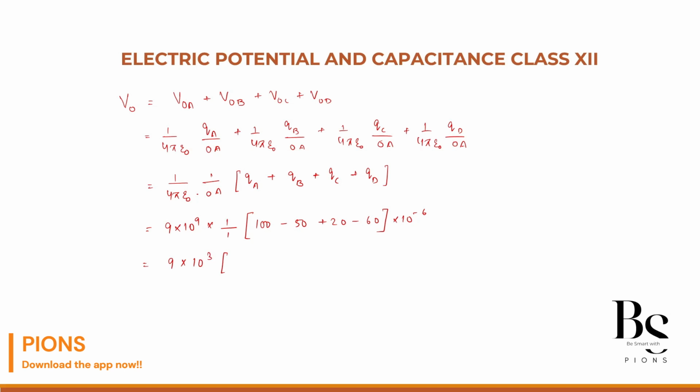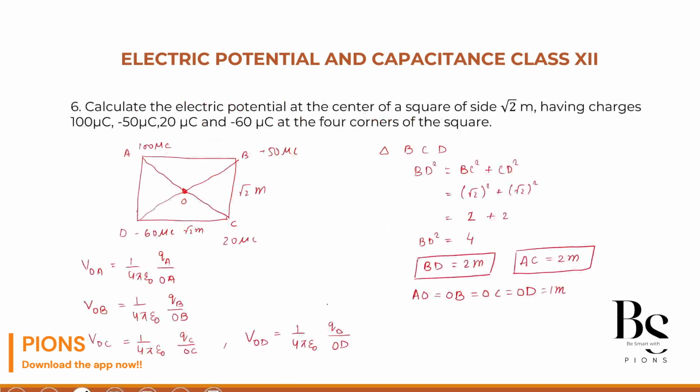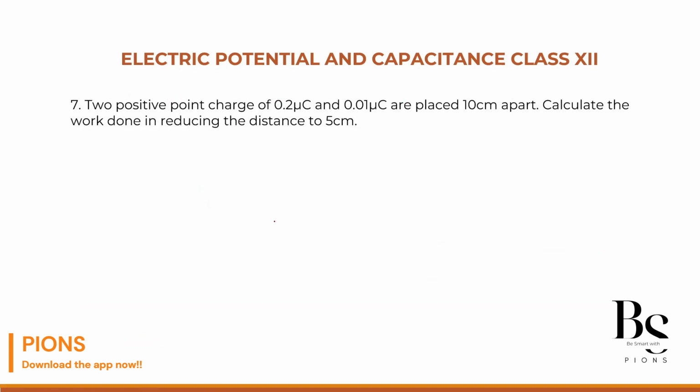And here 100 minus 50, so 50. 50 plus 20, so 70. 70 minus 60, so 10. So our net voltage at the center of the square is 9 into 10 to the power 4 volt. This was our question number 6. Let's move to question number 7.